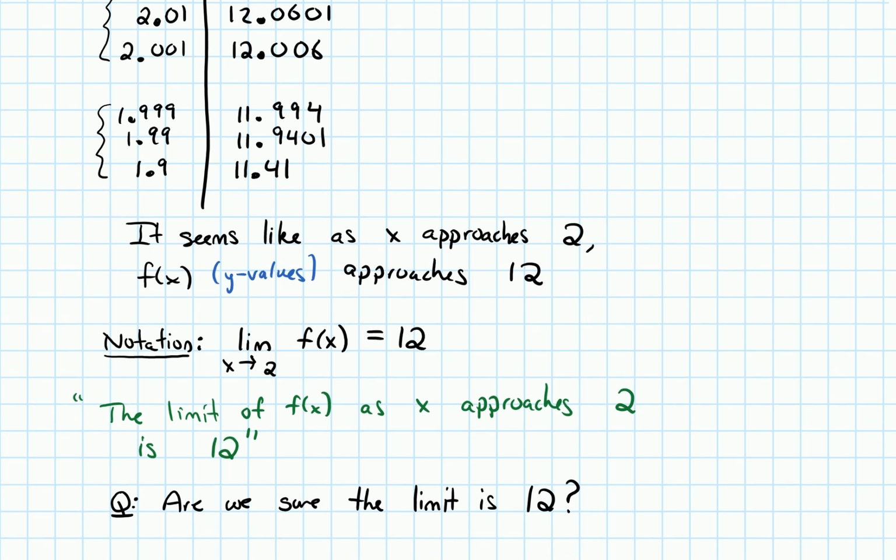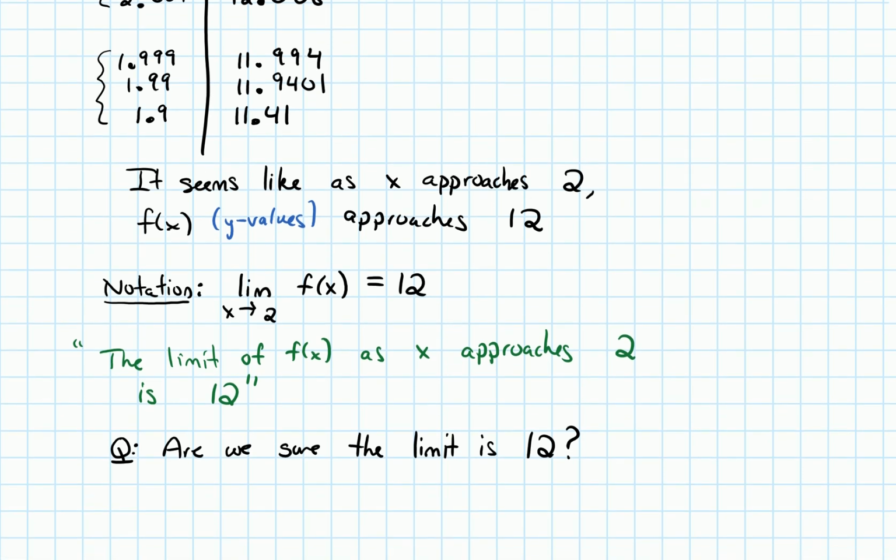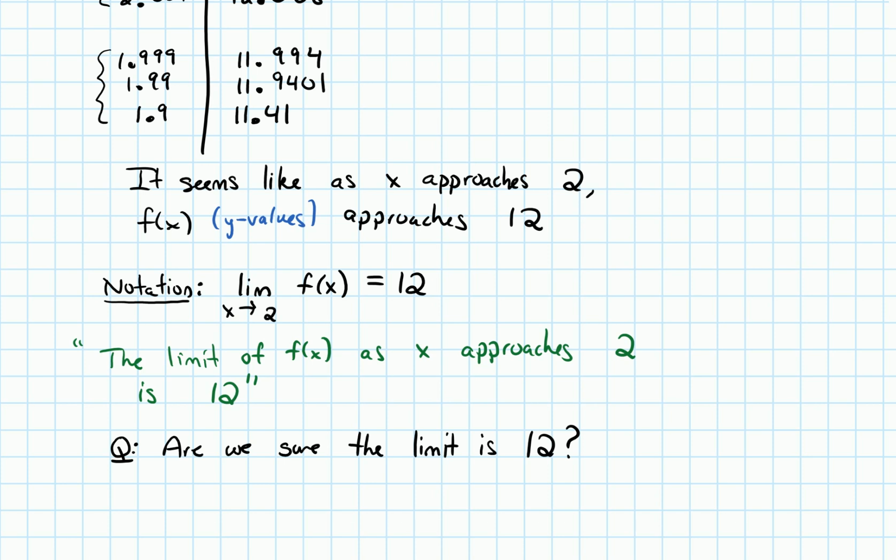So the question now is, are we sure that the limit is 12? Because we just have a table of values. We just plugged in a few values. So the answer is technically no. We're not absolutely sure. We would need to plug in more values. We would need to plug in x values that get closer and closer to 2, and we'd have to do this forever.